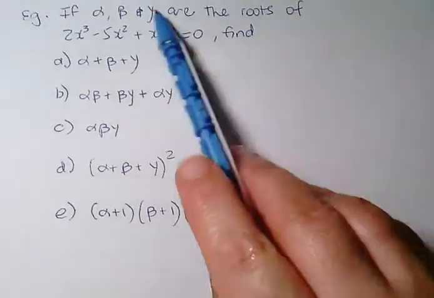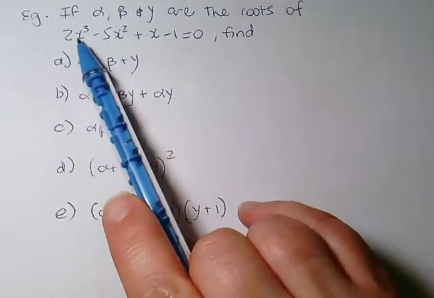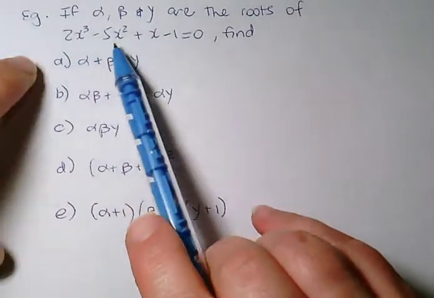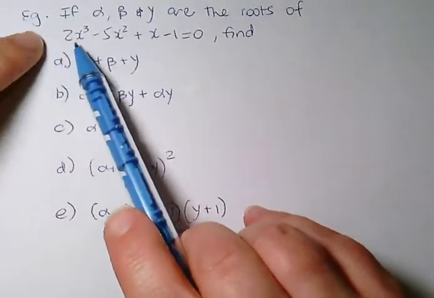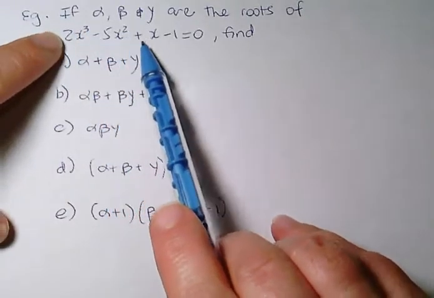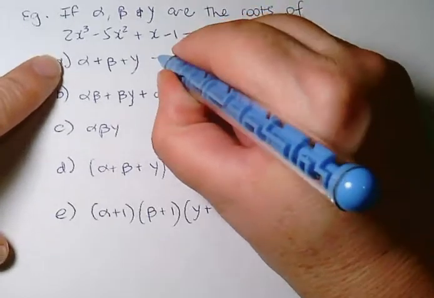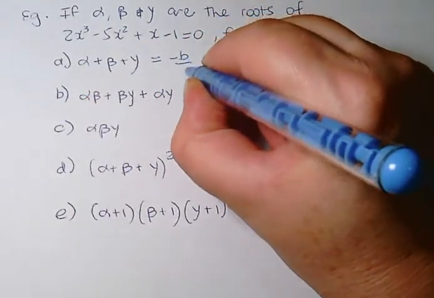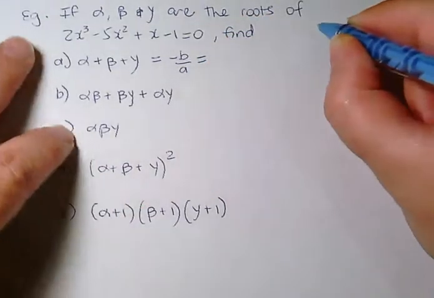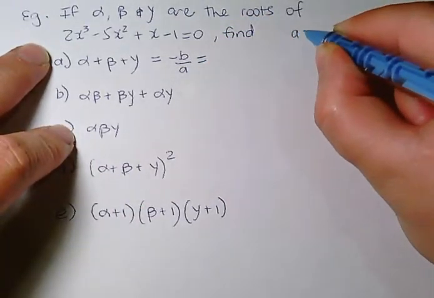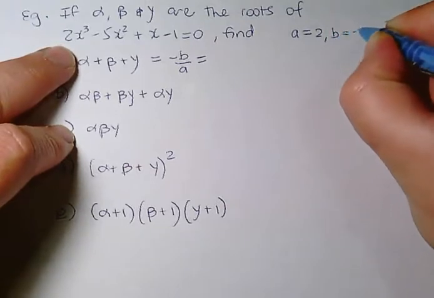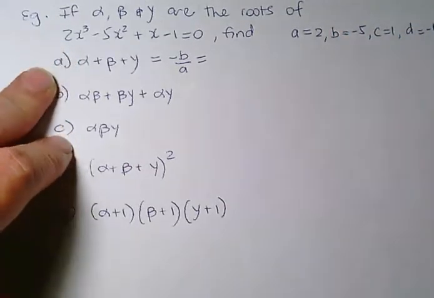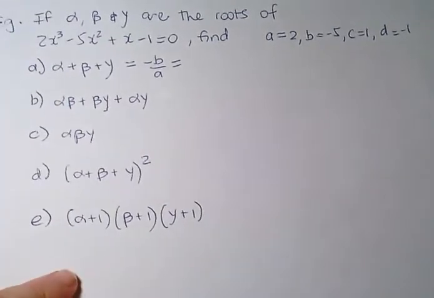Here, so if alpha, beta and gamma are the roots of this polynomial equation, which is a cubic, so 2x cubed minus 5x squared plus x plus 1. Find alpha plus beta plus gamma. Now that's sum of roots 1 at a time, which is minus b on a. Now just writing over here what a, b, c and d are. A is 2, b is negative 5, c is 1 and d is negative 1. Just making sure that you see that clearly before you start.